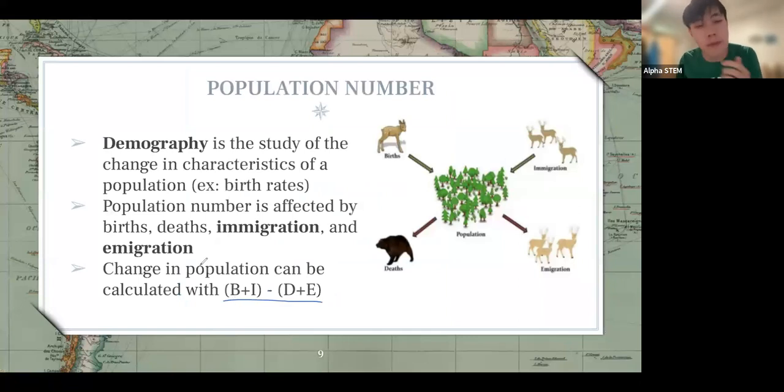Population number is just affected by births, deaths, immigration, and emigration. Immigration, the I stands for in; emigration, the E is like X, which means going out. So if there are births or immigrants, obviously the population will increase, and if there are deaths or emigrants, the population will decrease. So the change in population can be calculated with this formula. And if you divide it by the total population at the start, then it will be the percent change or the proportional change in population.